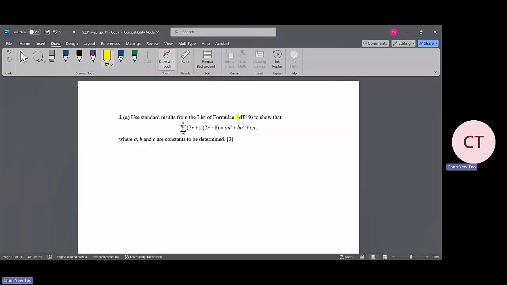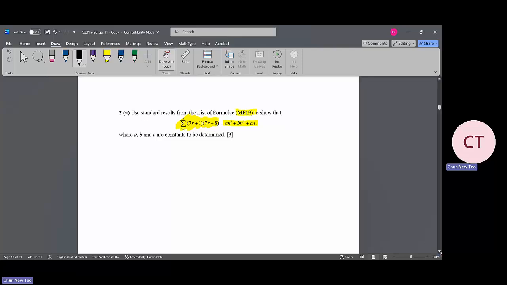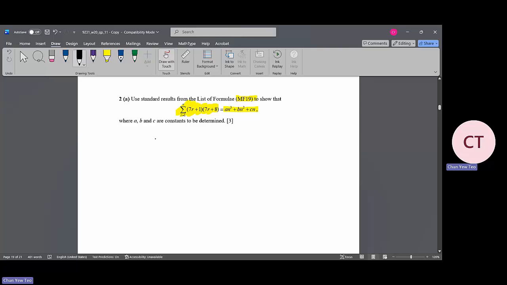Use the formula booklet MF19 to show that the series can be expressed in the form of an cubed plus bn squared plus cn, where a, b, c are constants to be determined. For these questions, it's actually quite straightforward. All you need to do is to expand them carefully. If you expand them, you get 49r squared plus 63r plus 8.